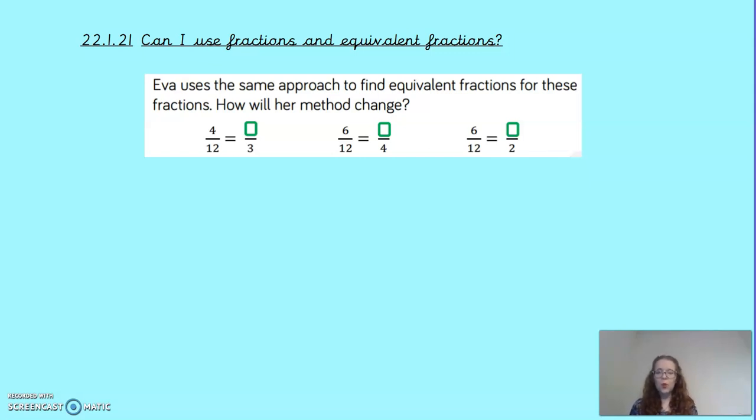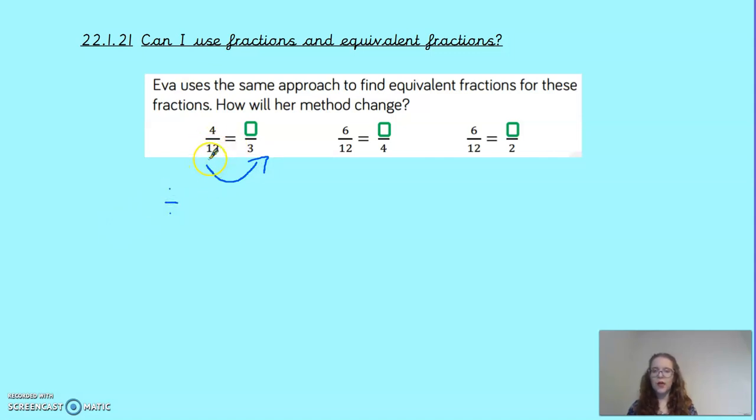Okay, Eva uses the same approach to find equivalent fractions for these fractions. However, how will her method change? Have a look at this first one here. We've got 4 over 12 and over 3. Now before, we were able to find out the missing number by using our multiplication. Now this time, we need to go the other way. And what is the inverse of multiplication? Well, that, my friends, is division.